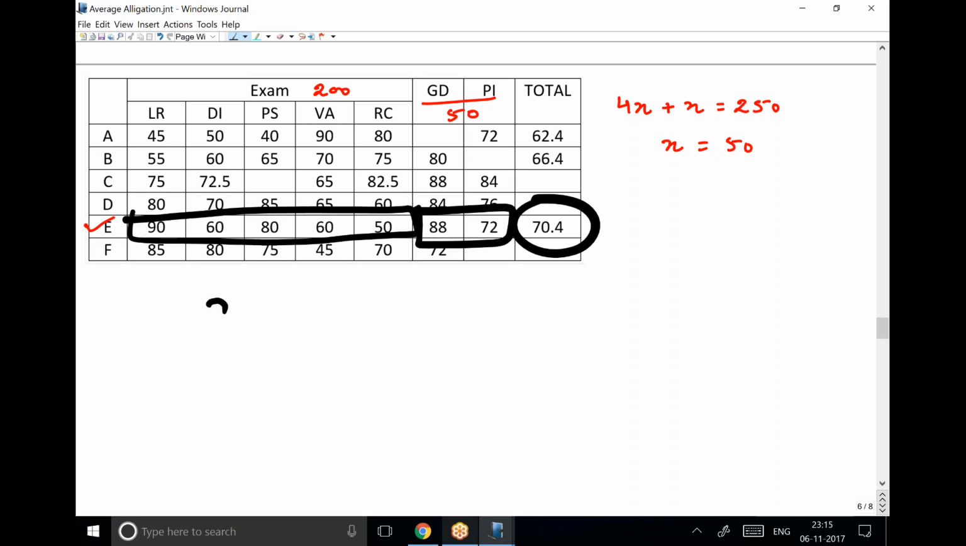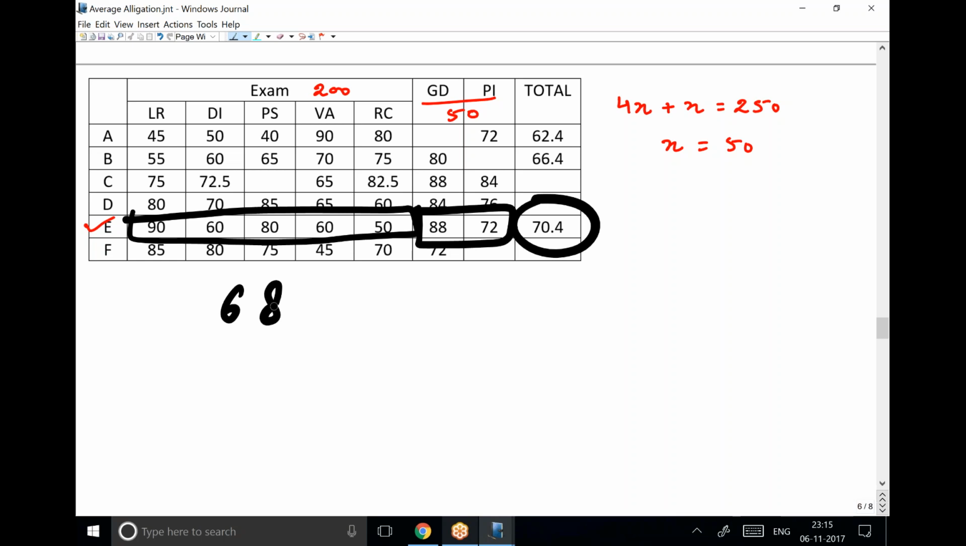So not 300, I'm sorry, it's not 300, because if you do 90 plus 60, which comes out to be 150, and 150 you will do 80, which comes out to be 230, and 230 you will do with 60, which comes out to be 290, and 290 plus 50 you will do, which comes out with 340, and 340 you have to divide by 5, which comes out to be 68.